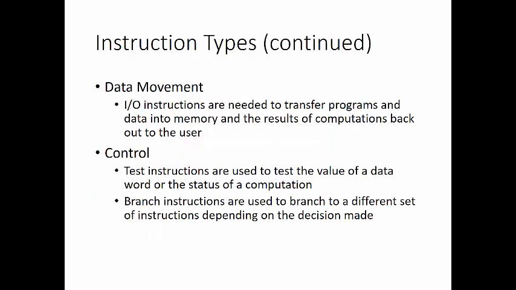Moving on with our instruction types, another type is data movement, and here I/O instructions are needed to transfer programs and data into memory and the results of the computations back out to the user. And last but not least, control instructions. These are test instructions that test the value of a data word or the status of a computation, and branch instructions that are used to branch to different sets of instructions depending on the decision made. These are your control structures.